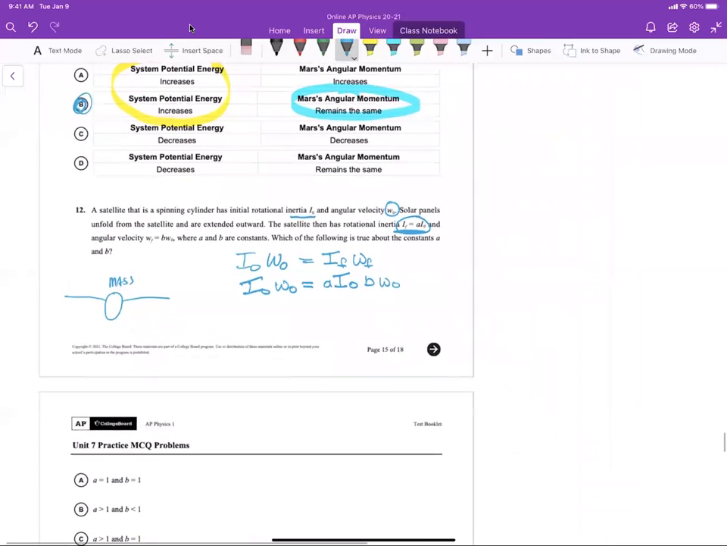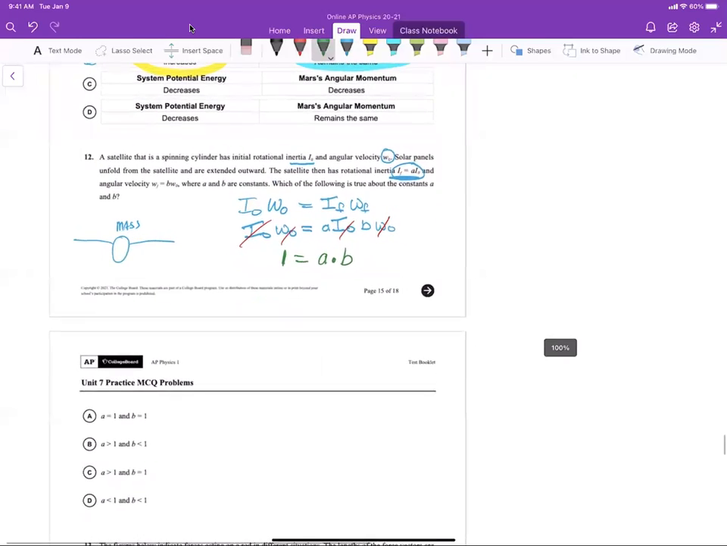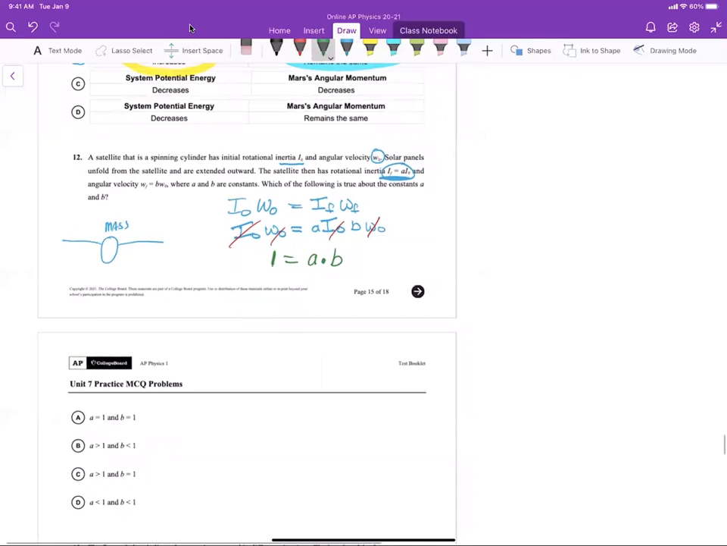Okay, here's what we know. This will cancel, this will cancel, this will cancel, this will cancel. And this will be 1 is equal to A times B. All right. How many answers? A and B equal 1, possibly. I don't know. That's possible. A is greater than 1 and B is less than 1.